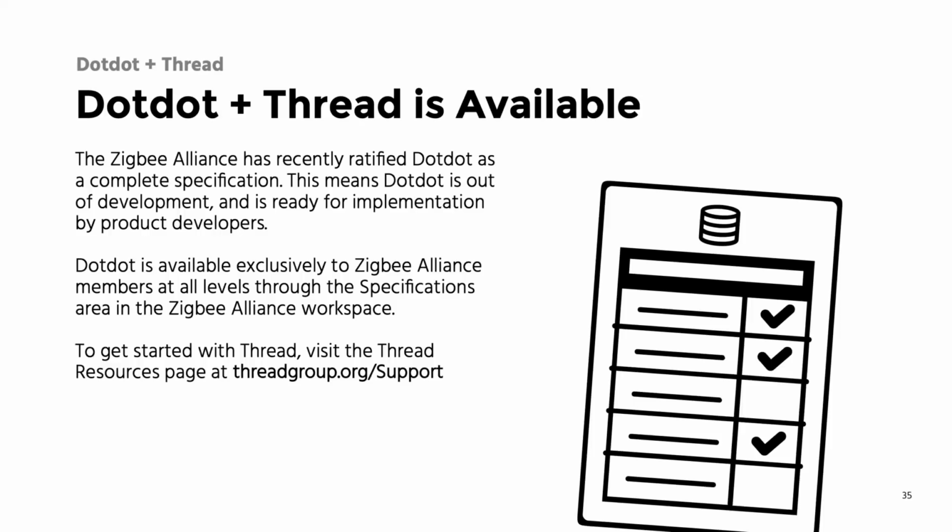Today, the Dotdot spec is available to ZigBee Alliance members. So if you are a member, you can find the spec at our ZigBee Alliance workspace. If you're not a member, please contact the Alliance and we'll show you some contact information in a moment to find out more about how you can join and access these specifications. And of course, the Thread specification is also available. You can find that at the Thread resources page at threadgroup.org/support.